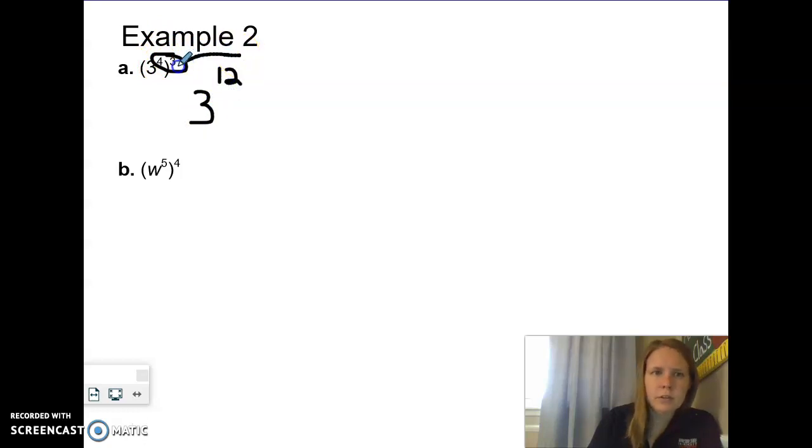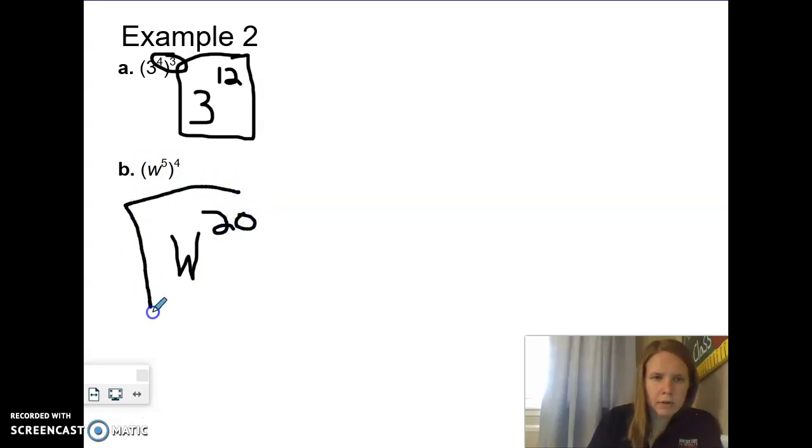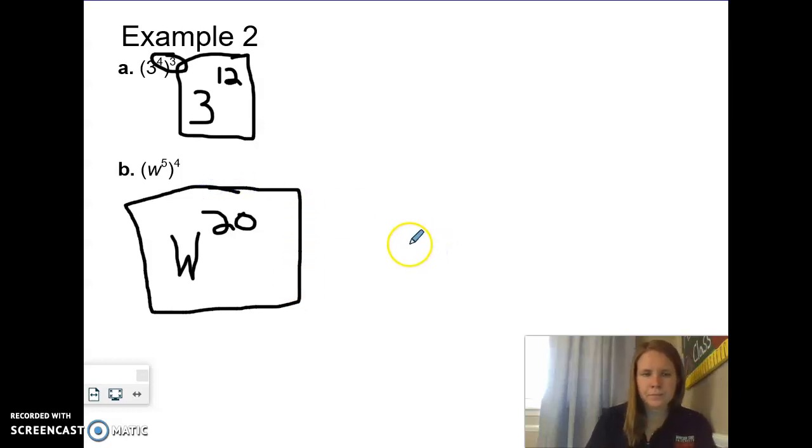I don't actually want to know what 3 to the 12th is. All you're doing is just simplifying it right now. Okay. Same with this one. It looks to be that I have a base of W. I take the 5 times the 4, and I do 20. Again, these ones you're multiplying your exponents. That's all I'm doing. Okay.